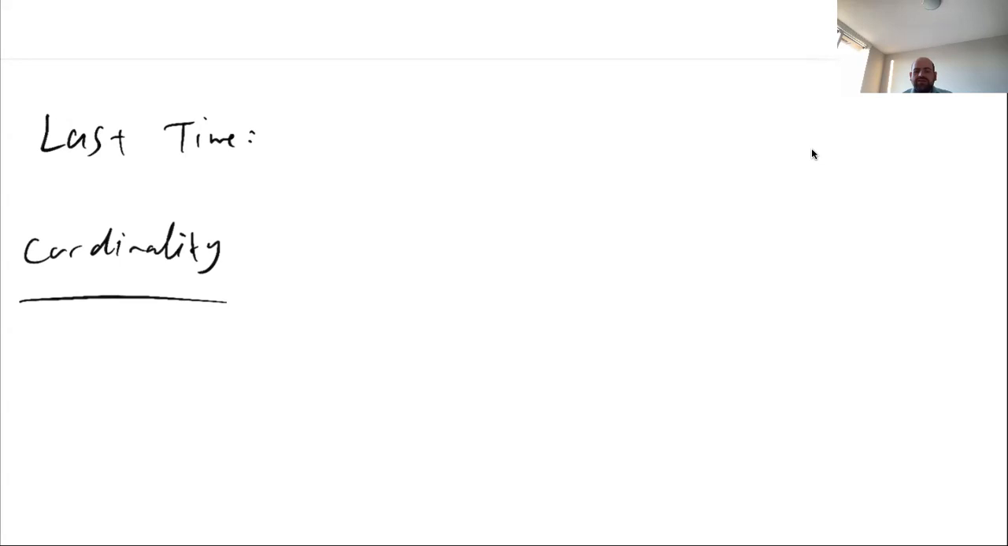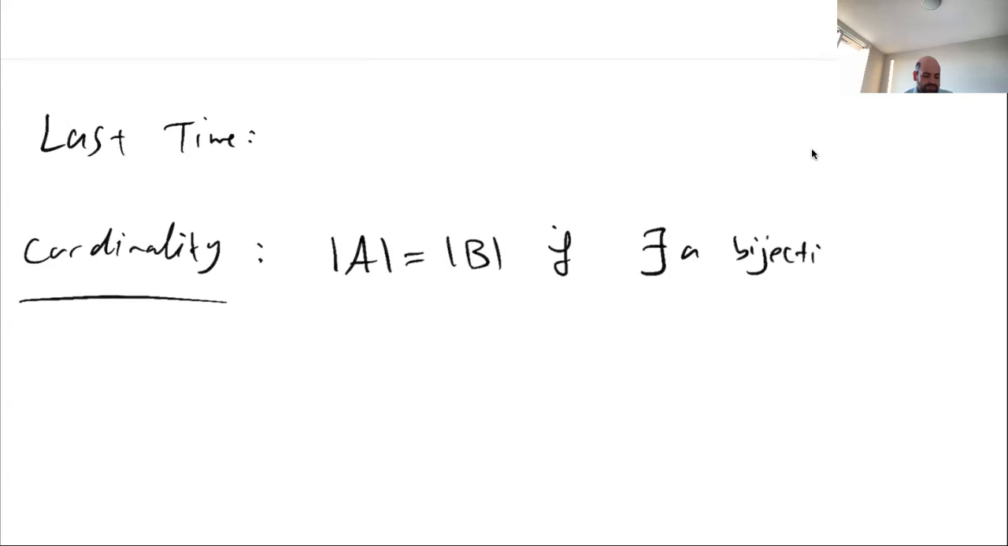But the main concern is when the set is infinite, then how can we compare the cardinality, or the number of elements, in two sets which are infinite? So we defined equality of cardinality of two sets. We saw that cardinality A equals cardinality B if there exists a bijection f from A to B. And you know that bijection means a function which is one-to-one and onto.